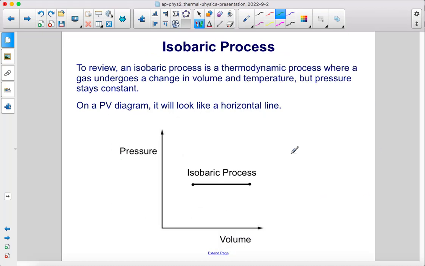To review, an isobaric process is a thermodynamic process where a gas undergoes a change in volume and temperature, but pressure stays constant. Isobaric is going to be pressure staying constant. On a PV diagram, it will look like a horizontal line. So, volume is going to increase or decrease depending on temperature, but the pressure stays the same. It does not go up or down. Therefore, you end up with a horizontal line.